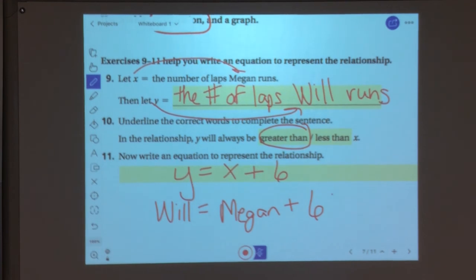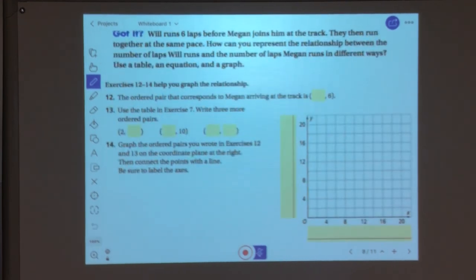So the last way we have to look at this problem that it asks us to is as a graph. When I think about that, we can really think about it from our table. We know that the first ordered pair, the first point we have, is the one corresponding to Megan arriving at the track. Well, when Megan arrives, she's run 0 laps, but Will has already run 6. And if you remember ordered pairs, remember that this is x, comma, y.